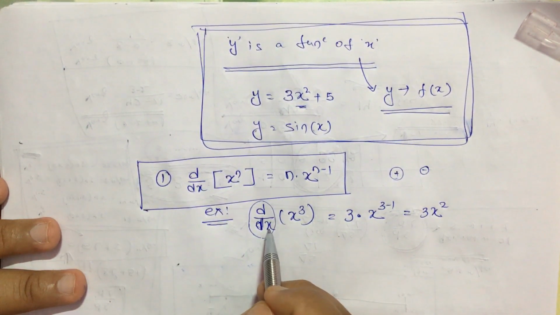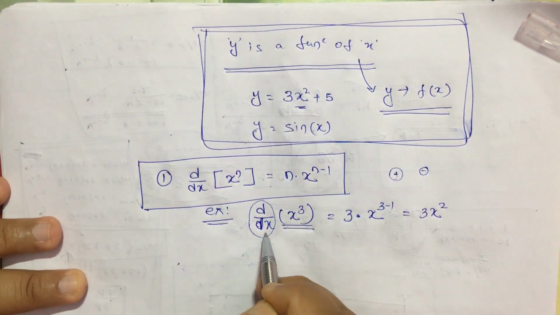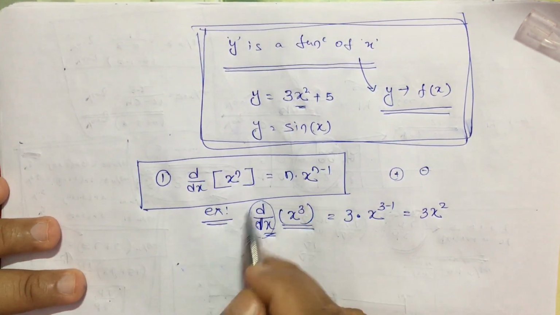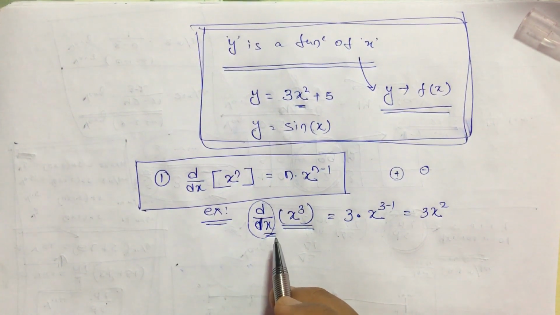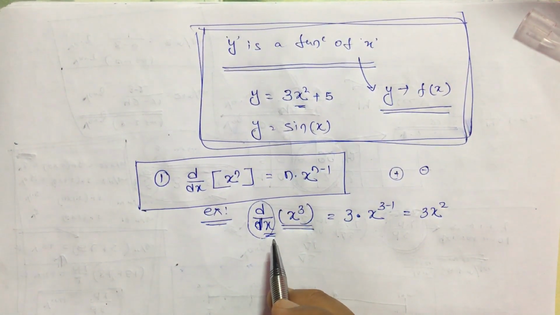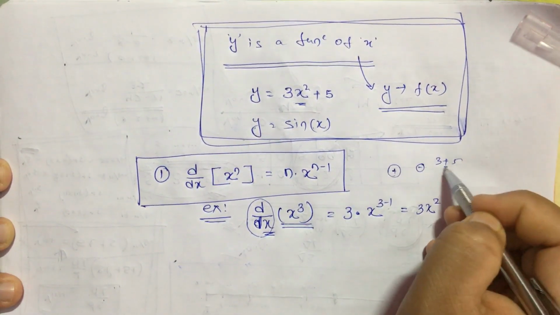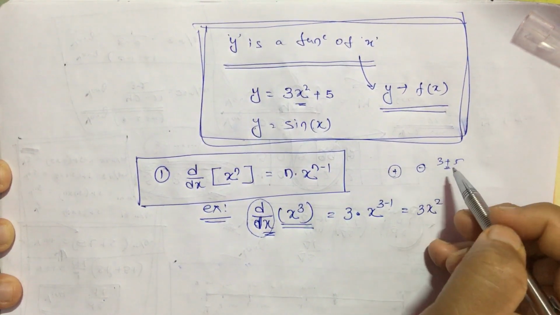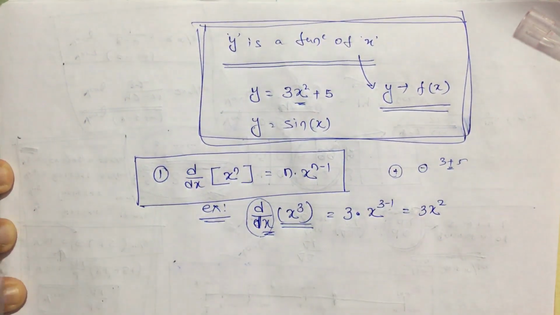What does this symbol represent? You are doing the derivative of this with respect to this. And d by dx, this total is a way to represent the derivative function, or derivative operation. Like when you write 3 plus 5, the plus represents that you are doing the addition between 3 and 5. Similarly, this is just a way to represent it.